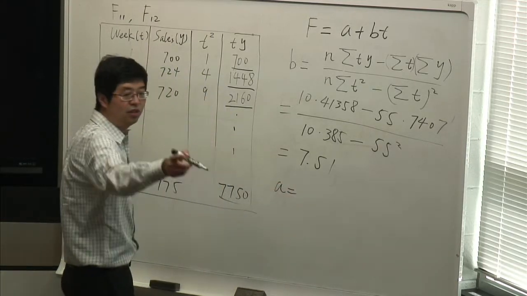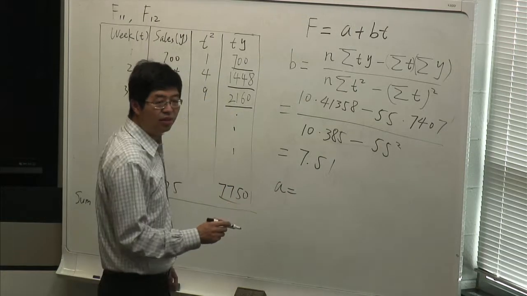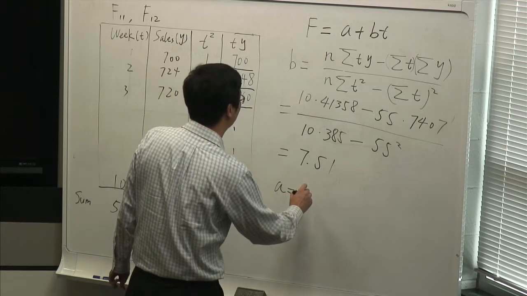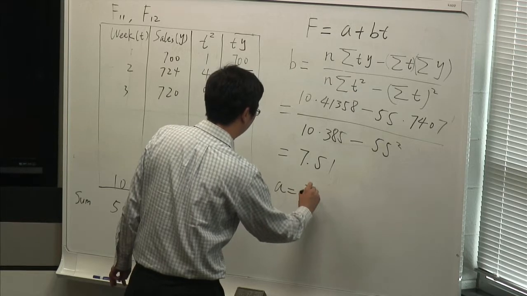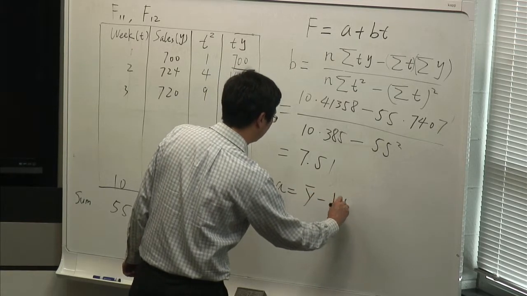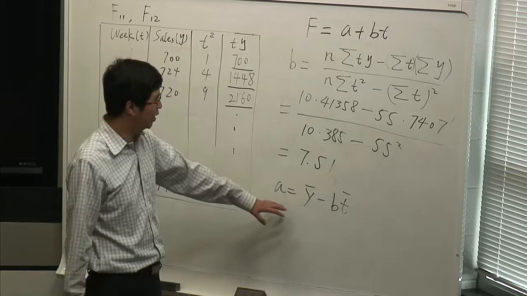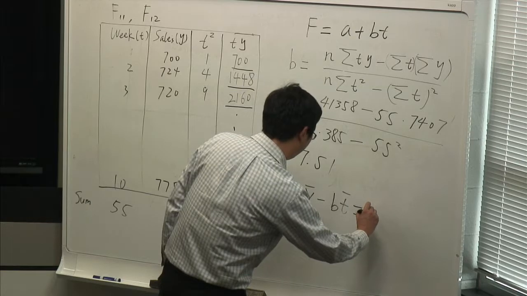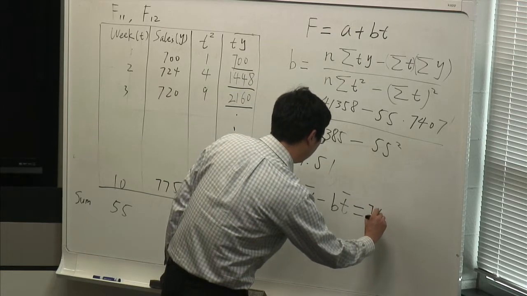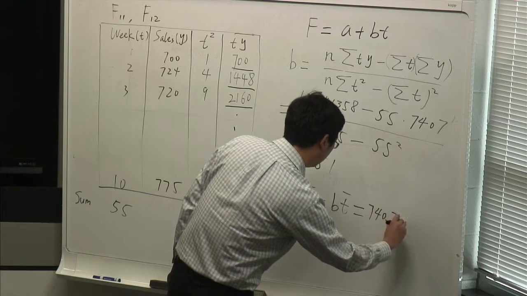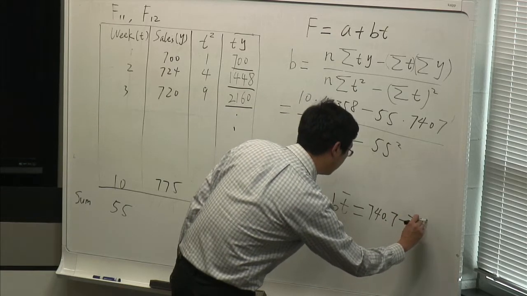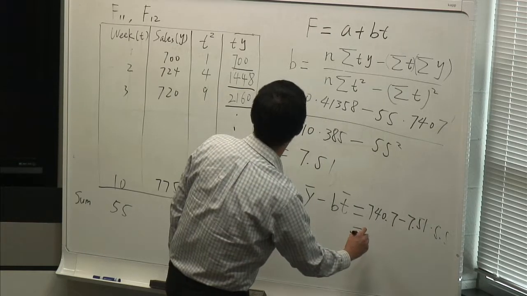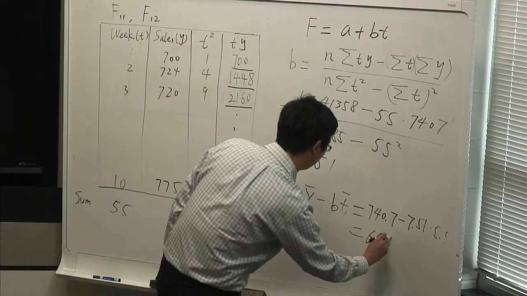The average of y is 7,407 divided by 10, which is 740.7. Simple calculation. It's the sum divided by n, you do the average. Anybody did that? Yeah. Okay. Can you tell me? It's 740.7 minus 7.51 times 5.5. Then what do you get? 699.39.